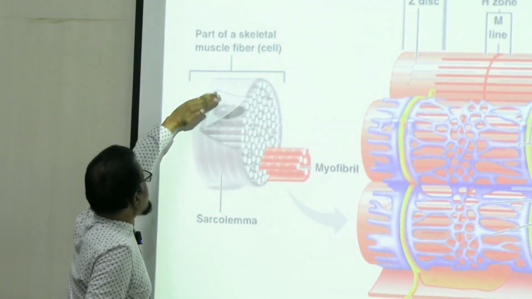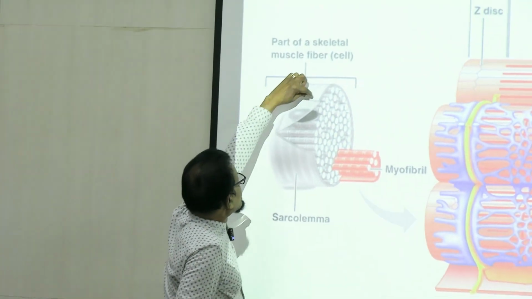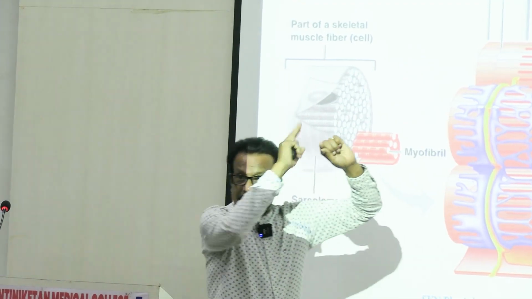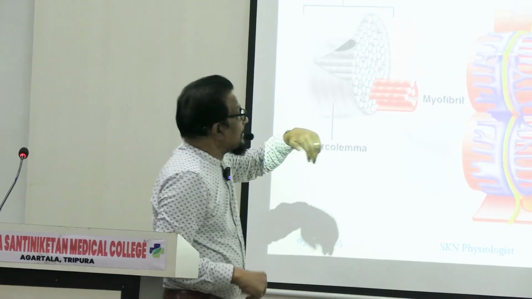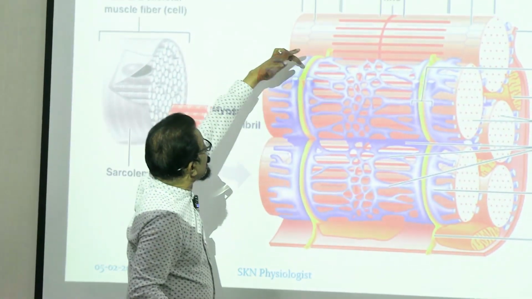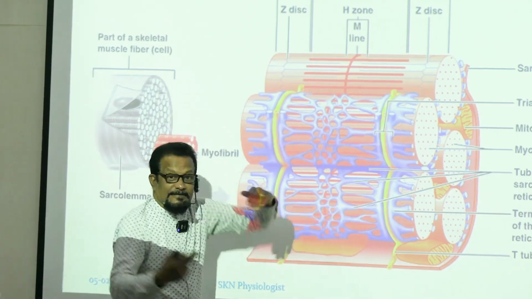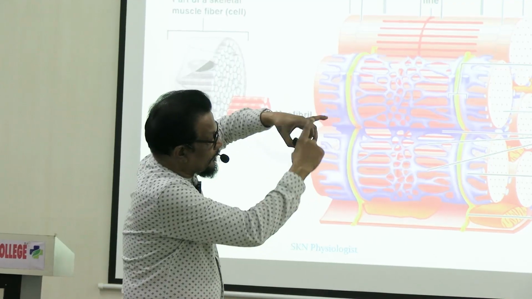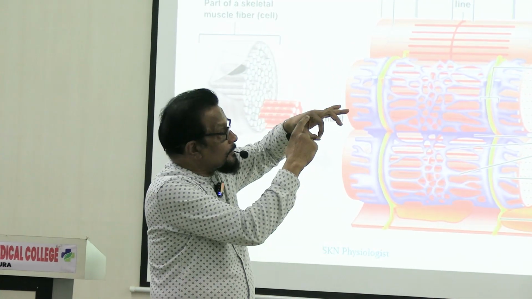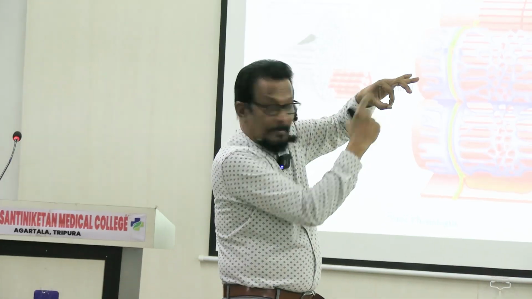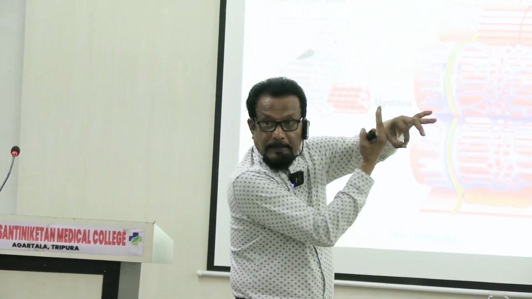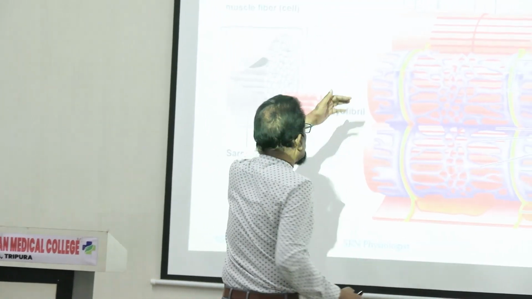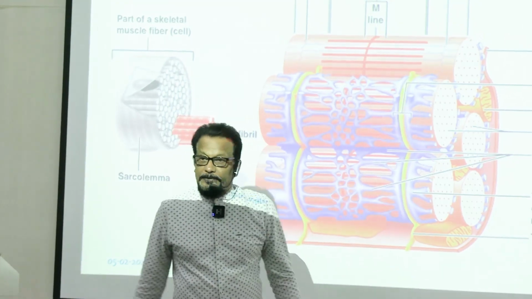See, this sarcolemma folds. This sarcolemma is folded, and this folding is inserted within the sarcoplasm. Suppose this is the sarcolemma. So this sarcolemma will be folded, and these folds will be coming within the sarcoplasm, and they will surround the myofibrils.